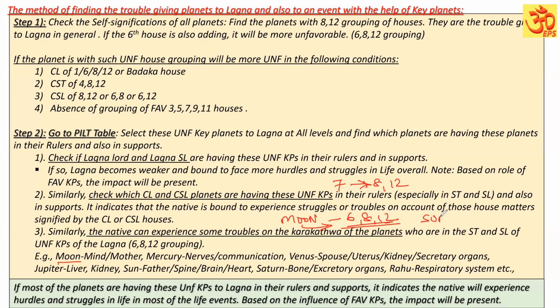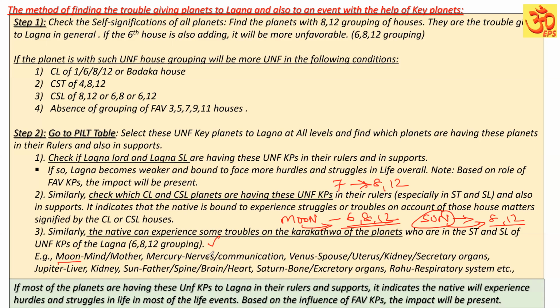Suppose the Sun planet, representing father, is indicating 8 and 12. It means through the Sun, the Lagna will face obstacles. Sun Karagatva is government, and we can take father also. So through the Sun there will be obstacles, or we can say the native will have some lack of compatibility with the father and government. So the native can experience some troubles on the Karagatva of the planets who are in the star and sublord of the unfavorable key planets of the Lagna, that is the 6, 8, 12 grouping. For example, Moon: mind or mother.